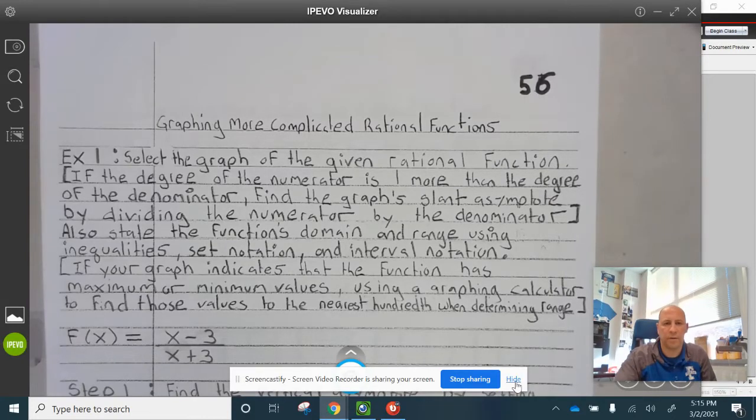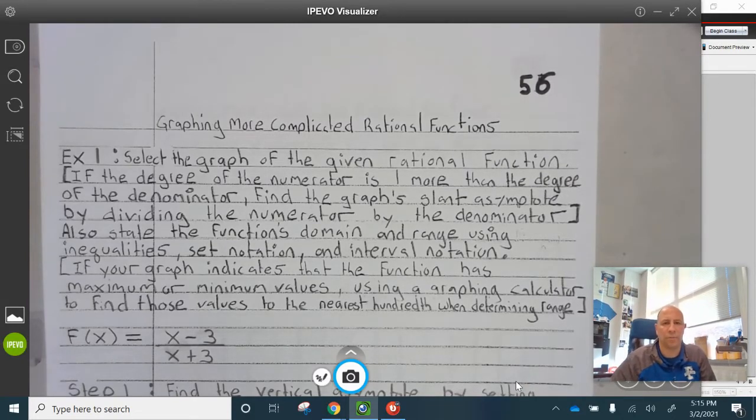Okay, Wildcats. Today we're looking at journal page 56, graphing more complicated rational functions. Example 1. Select the graph of the given rational function. If the degree of the numerator is 1 more than the degree of the denominator, find the graph's slant asymptote by dividing the numerator by the denominator. Also state the function's domain and range using inequalities, set notation, and interval notation.